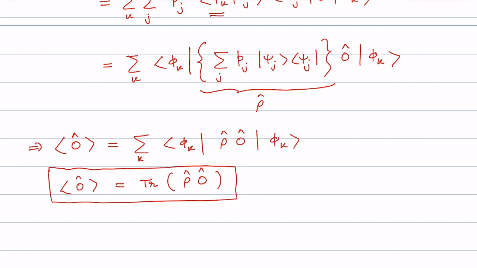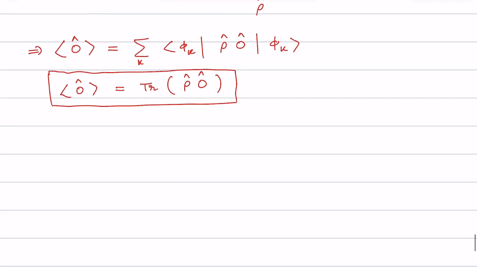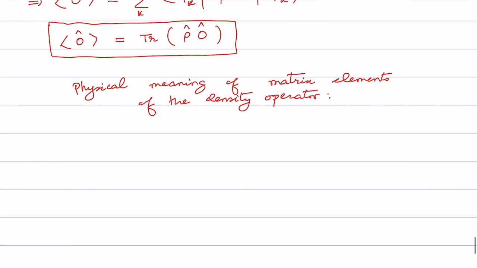Now finally, let me throw some light on the physical meaning of various elements of the density matrix. I am now going to discuss the physical meaning of the matrix elements of the density operator. This is basically going to help you in understanding many of the concepts later on. I am going to consider the matrix element of the density operator, say ρij, in the basis state, say φk. So therefore I can write it as ⟨φi|ρ|φj⟩. This is the matrix element ρij.